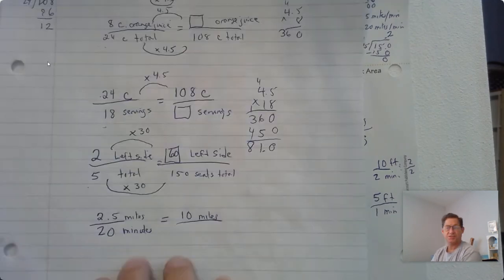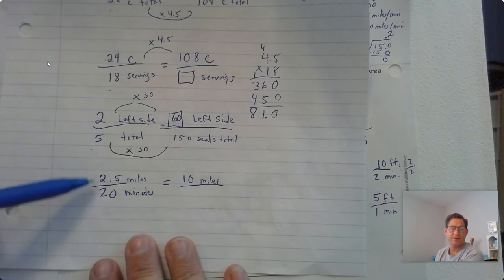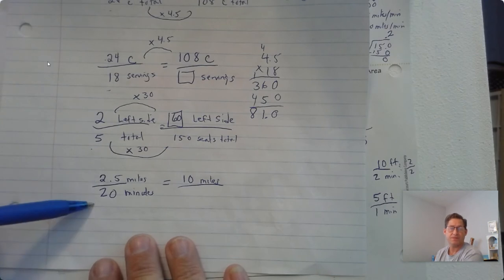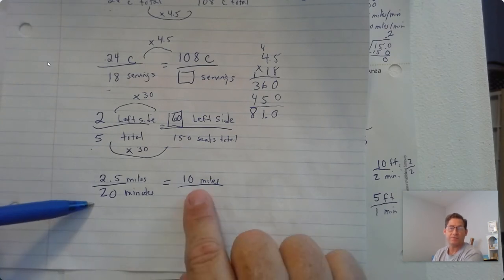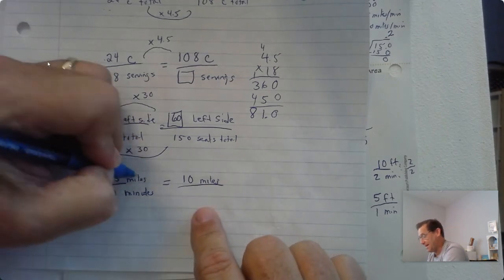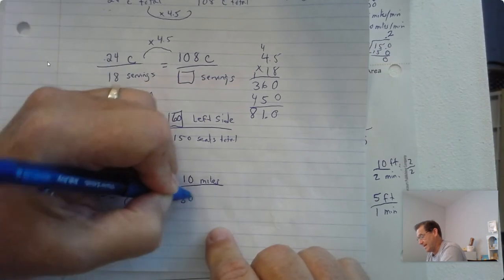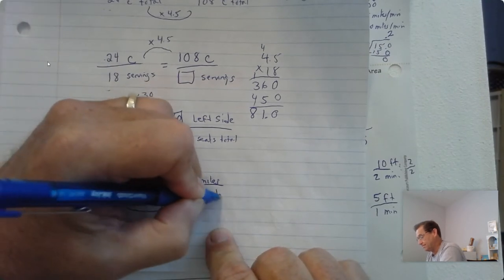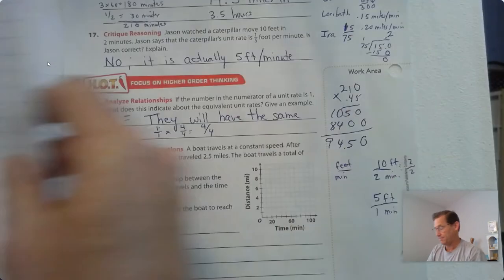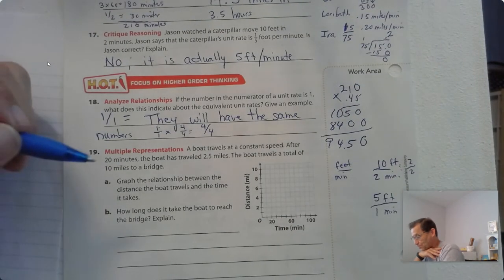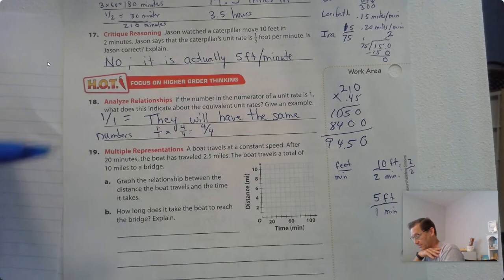All right, so this is a relationship they gave us. They gave us 2.5 miles every 20 minutes. So how long will it take if we go 10 miles? Well, 4 times 2.5 is 10, right? So 20 times 4 is 80 minutes. All right, so graph the relationship.